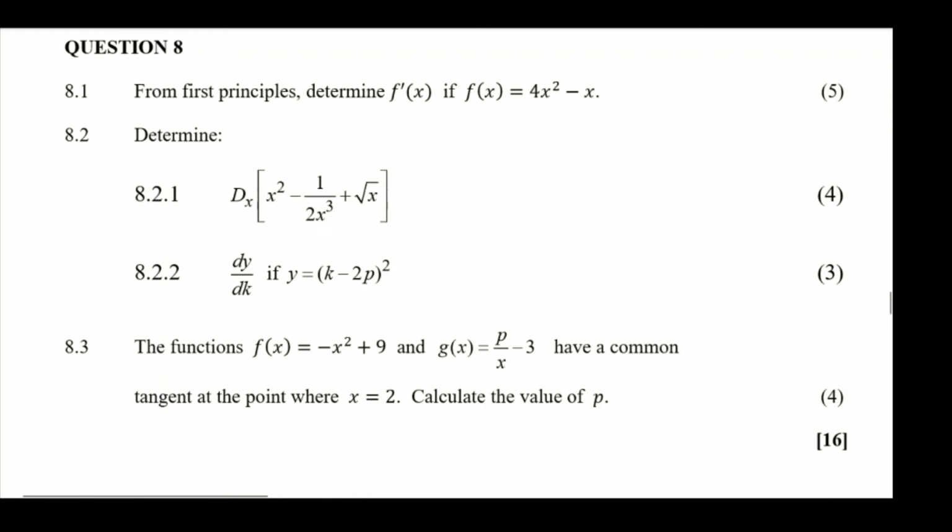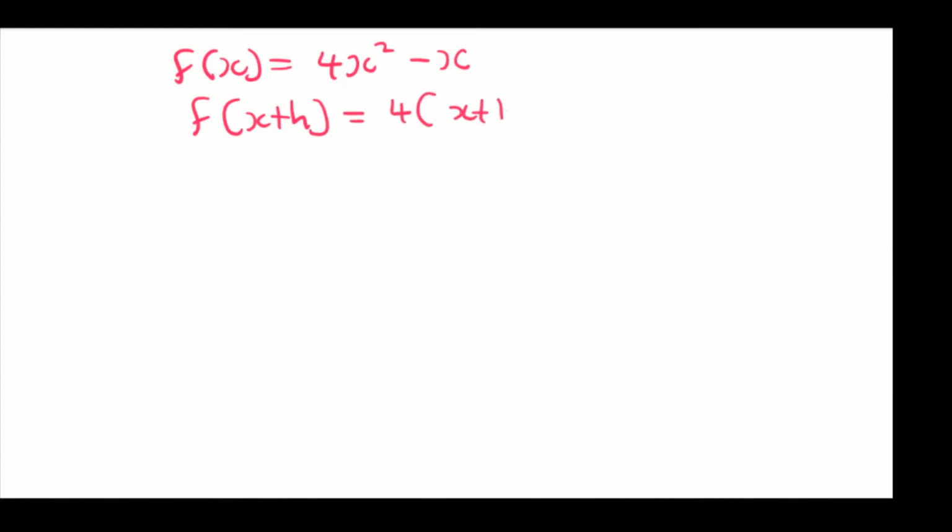To do question 8. 8.1 says that from first principles, determine the derivative if f of x is equal to 4x squared minus x. So we're going to use first principles to find the derivative of this problem here. So you have f of x being equal to 4x squared minus x, meaning f of x plus h would be 4 into x plus h squared minus x plus h.